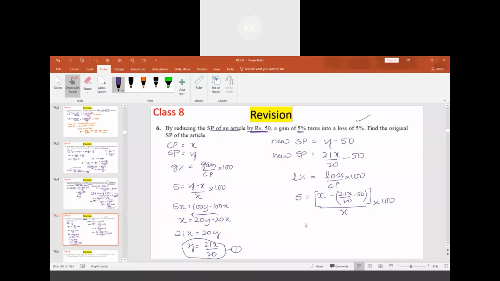How to solve this equation now? If I cross multiply, this becomes 5x is equal to x minus 21x by 20 plus 50, this whole thing multiplied by 100. So the LCM is 20. If 20 is the LCM, we will have 20x minus 21x plus 50 times 20. How much is that?